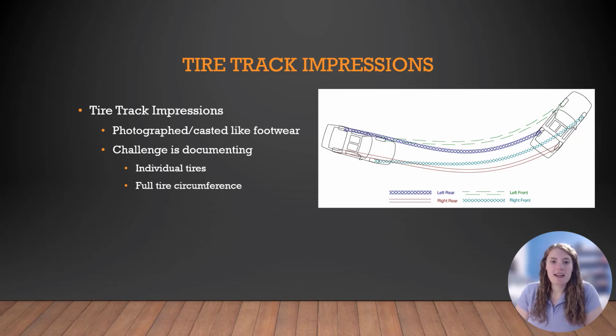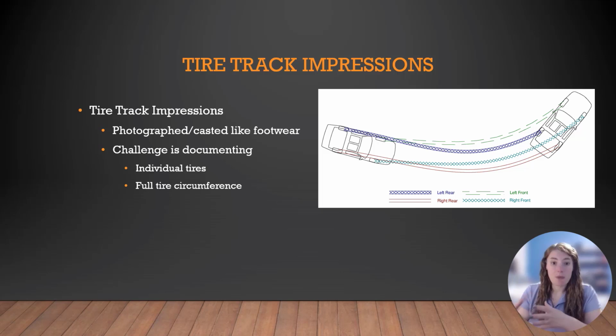Now, another important type of impression evidence is tire tracks. Tire tracks can be 2D or 3D and are treated much like footwear impressions in terms of casting and documentation. But there are a few unique challenges to document tire track evidence. The goal, if possible, is to individually document each tire. This means ideally we would look for impressions where the car was turning, because this provides us with 4 individual tire tracks. If the car goes straight, then the back tires go over the front tire impressions, and that makes it difficult to identify individual impressions.